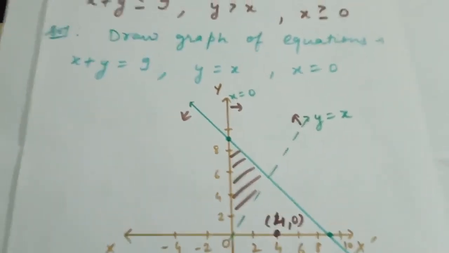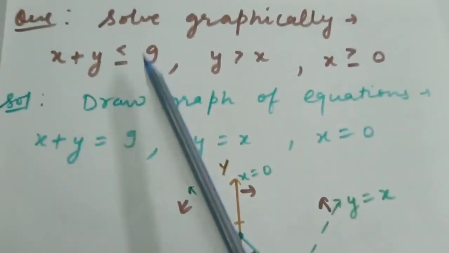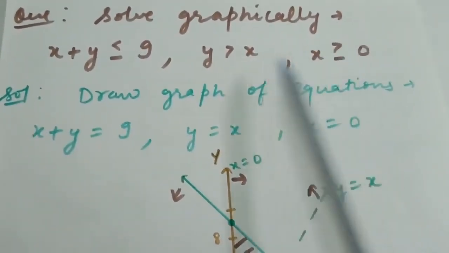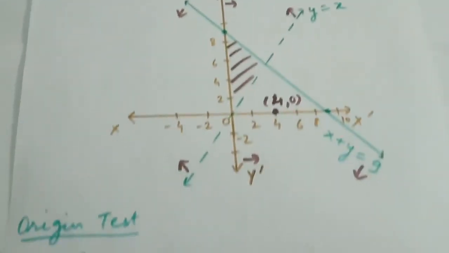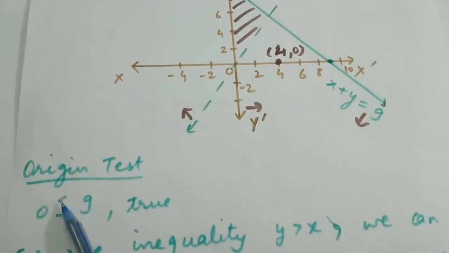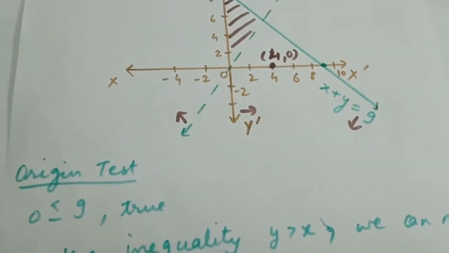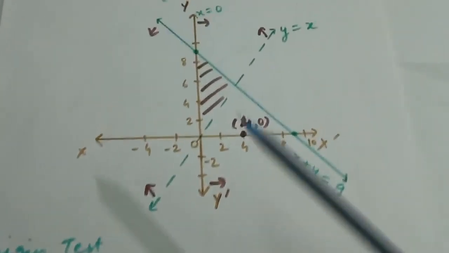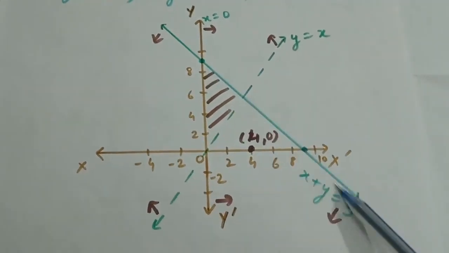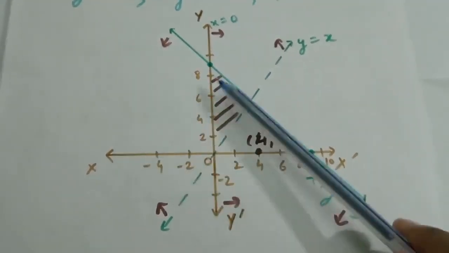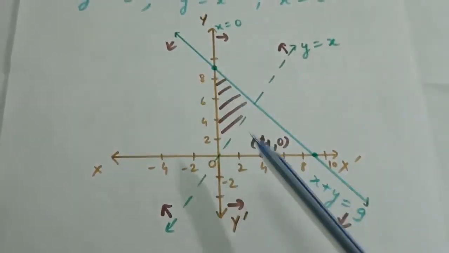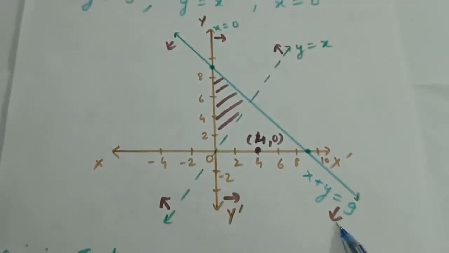Now we will do the origin test to find the solutions of these inequalities. So when you do the origin test for this, you will get 0 is less than or equal to 9, which is true. Therefore the solution of the first inequality will lie towards the origin. So this is our line. The solution will lie towards the origin, that is on this side. So mark the arrows at this side, right?